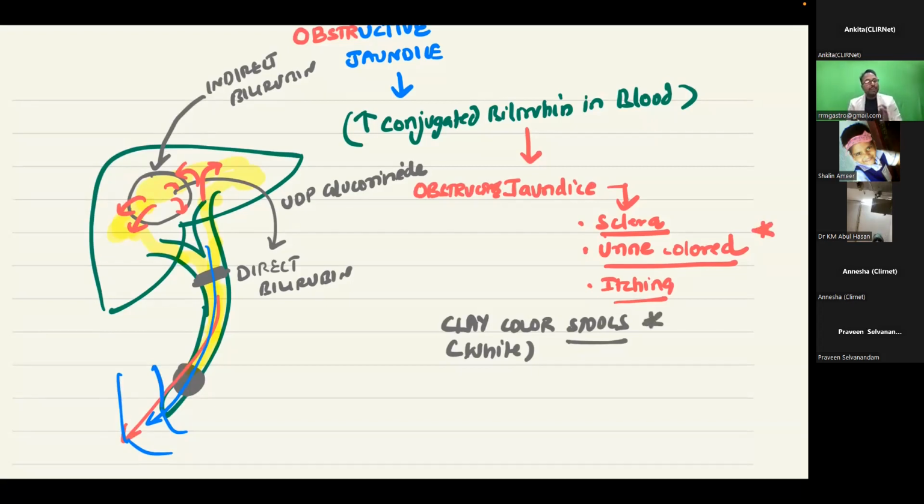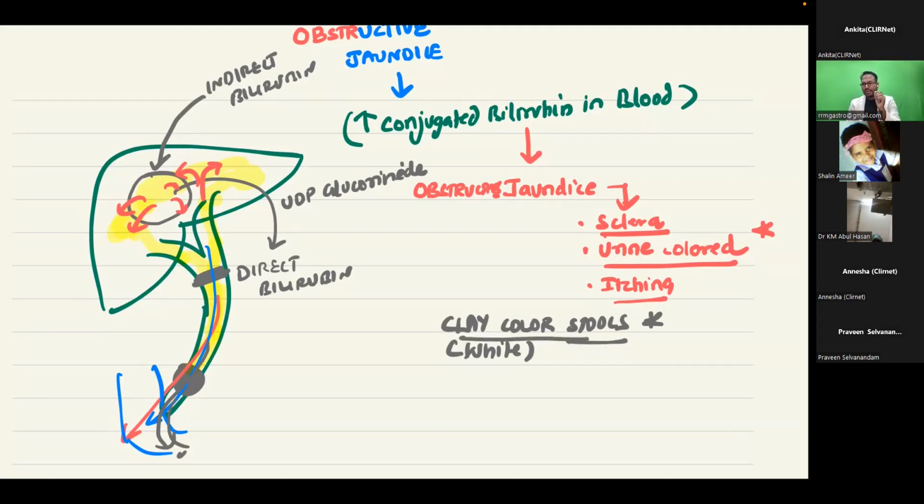Without a clay colored stool, it is not obstructive jaundice. If the stool is yellow in color, it cannot be obstructive jaundice. Very interesting point: if the stool is becoming yellow, how can you call it obstructive jaundice? Because the bile is joining the stool. You cannot get a yellow stool unless it is a partial obstruction. In a partial obstruction, you can get on and off yellow stools, but mostly they have clay colored stools.